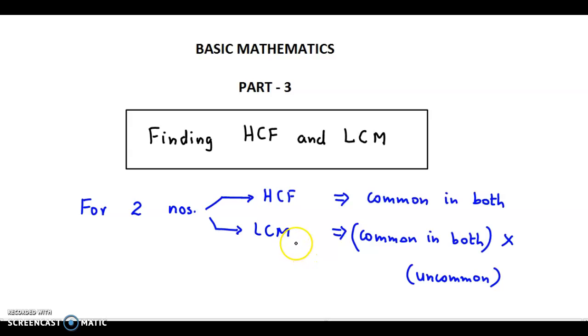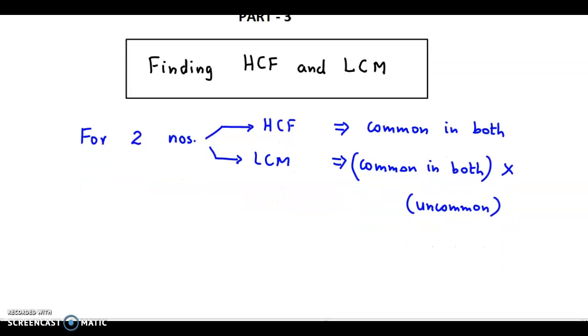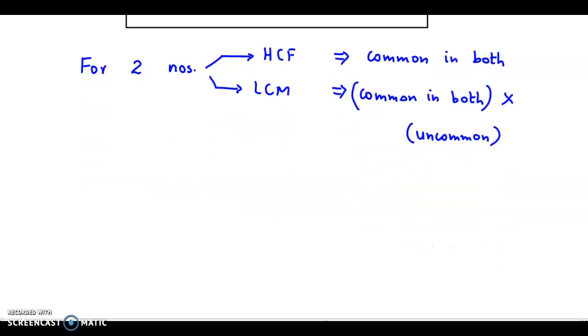And the LCM of two numbers is the product of the common factors in both into the uncommon factors. Let's discuss this with an example. Let's take a very simple example. Suppose we need to find the LCM and HCF of 8 and 12.